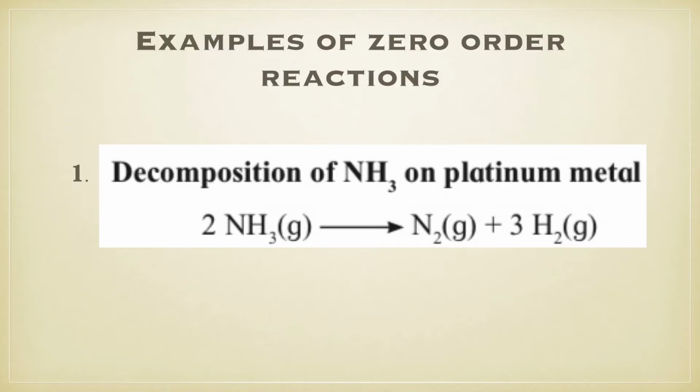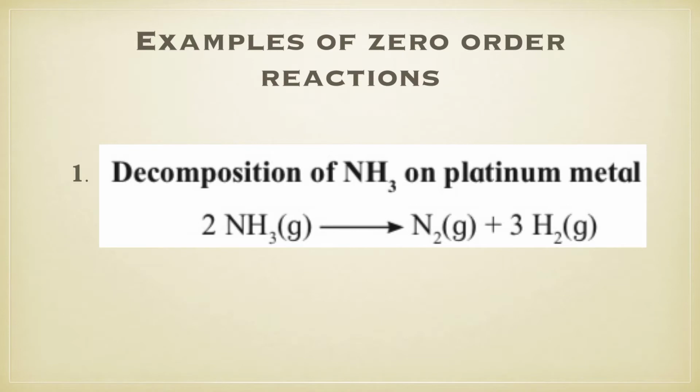Now we'll see some examples of zero order reaction. The first example is decomposition of NH3 on platinum metal. What is NH3? It is nothing but ammonia.